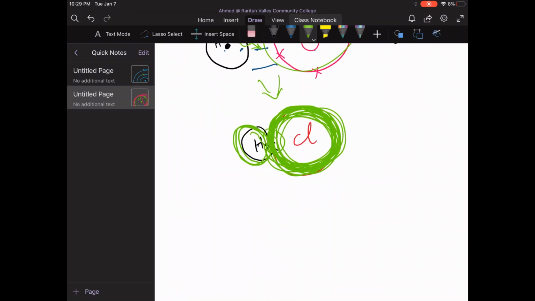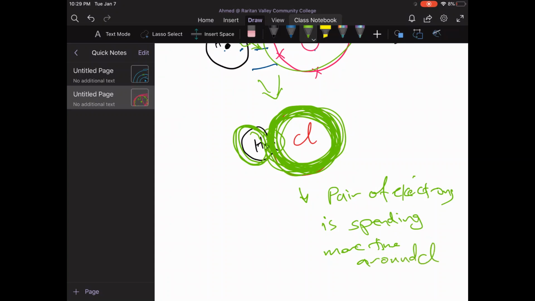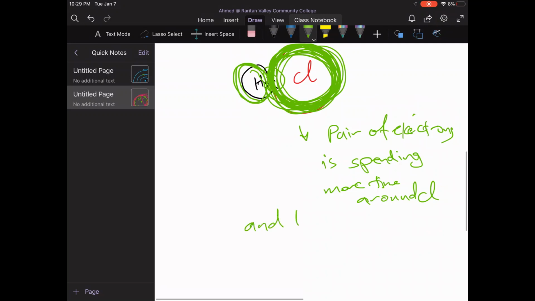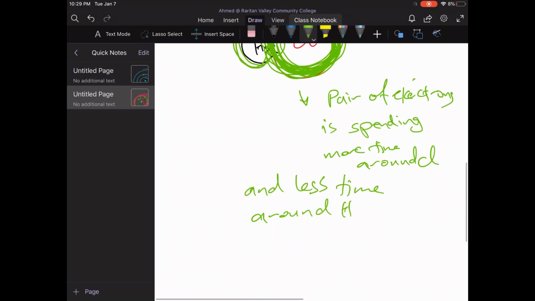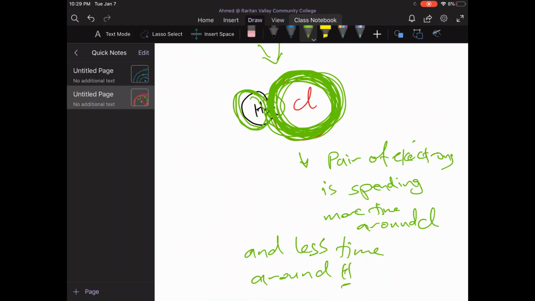Which means that the pair of electrons is spending more time around chlorine and less time around hydrogen. Now remember, the hydrogen did not lose its electron, and the chlorine did not gain that electron. At any given moment, if they decided to break, the hydrogen will keep its electron and the chlorine will keep its 7 electrons. But as long as they are forming this covalent bond, this is the situation. More time around the chlorine, less time around the hydrogen.